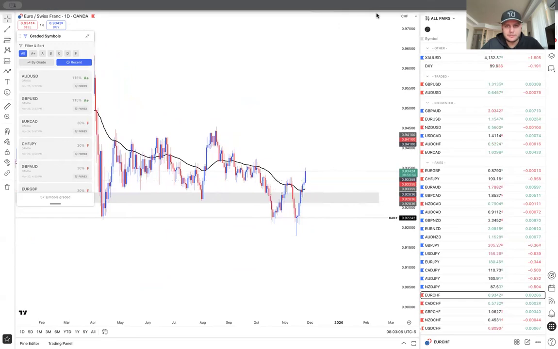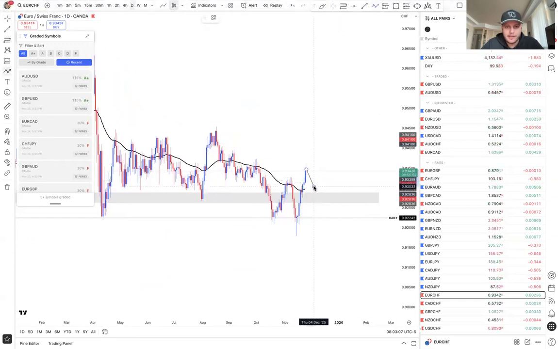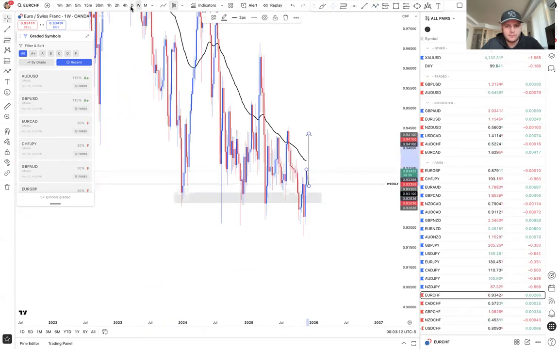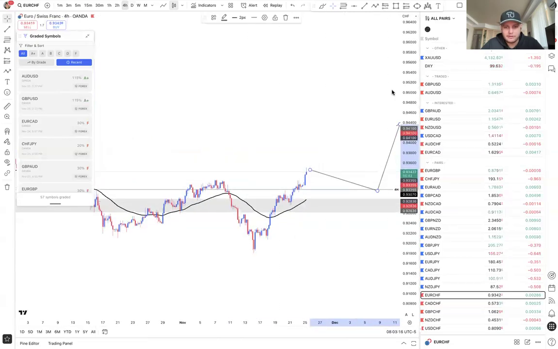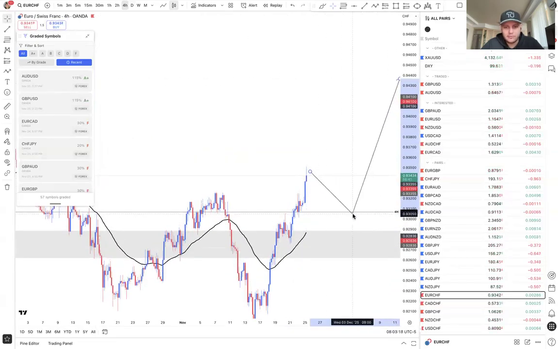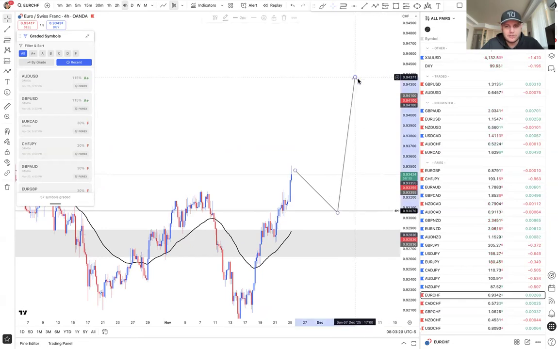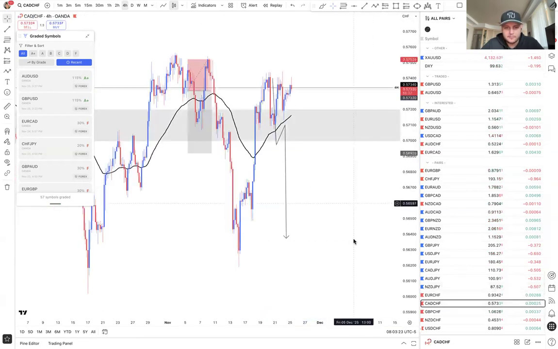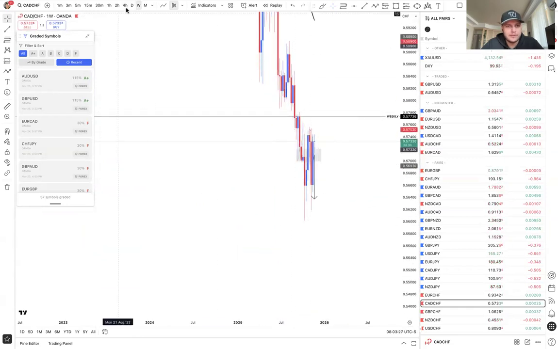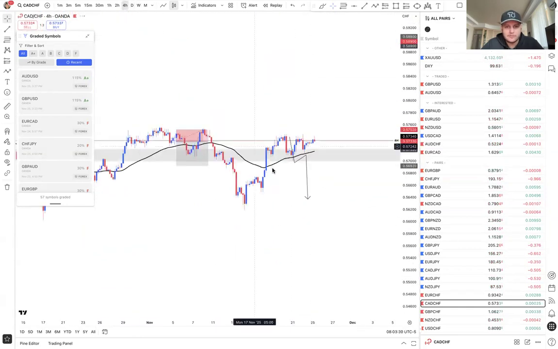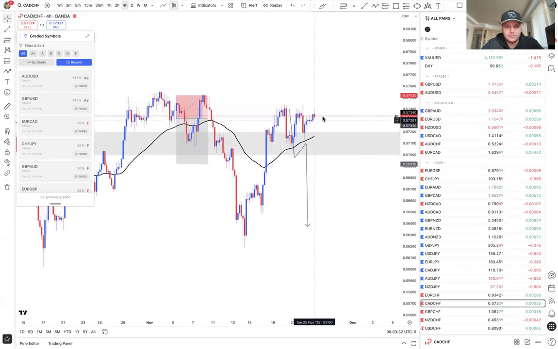For example, Euro CHF might have a daily pullback into the EMA, retesting previous structure to buy. We have daily time frame that's bullish, 4-hour time frame that's bullish. So a 4-hour pullback to buy could be potential. Here, weekly is bearish, daily is bearish, 4-hour is bullish. So this is what we're trying to avoid, is the confusion.